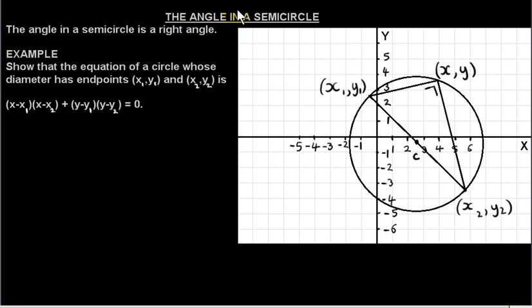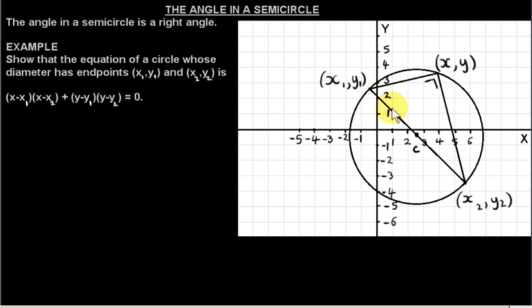The angle in a semicircle is a right angle. Here we have a circle with a diameter. C is the center of the circle. If we pick any point on the circle, such as this point here, and join it to the endpoints of the diameter, the angle between these 2 lines is always 90 degrees. It doesn't matter which point we pick. We could pick this point here, and we will find that this angle is 90 degrees, or this point here. It doesn't matter.